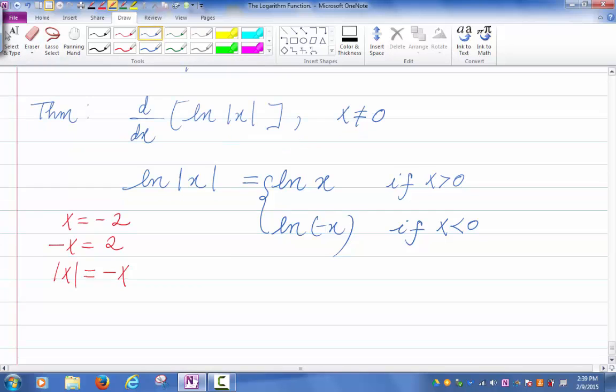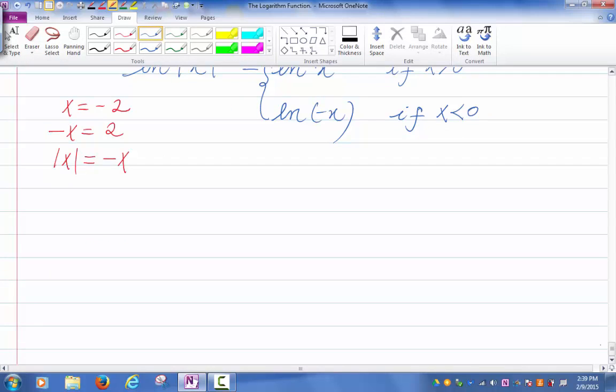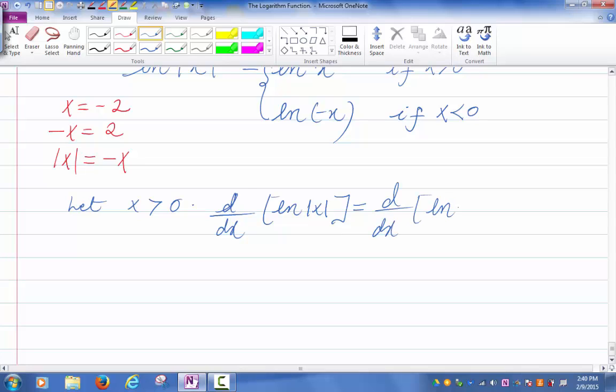So now we take the derivative. First of all, we are going to assume x is positive. If x is positive, then what's the derivative of ln of absolute value of x? That's the same as the derivative of ln of x, which is 1 over x. Right?